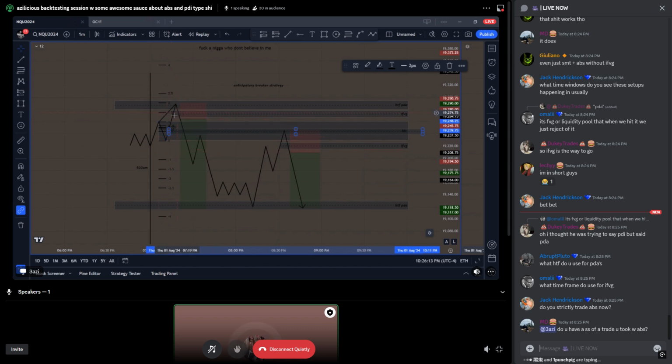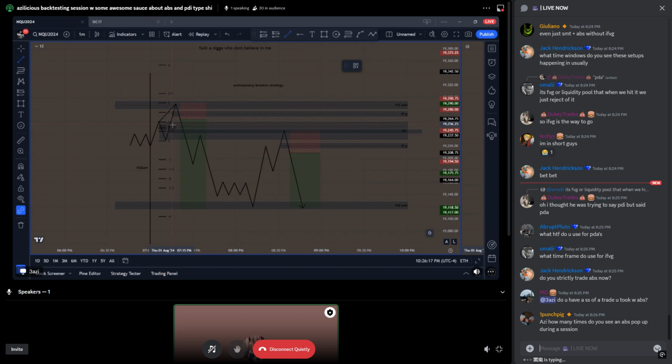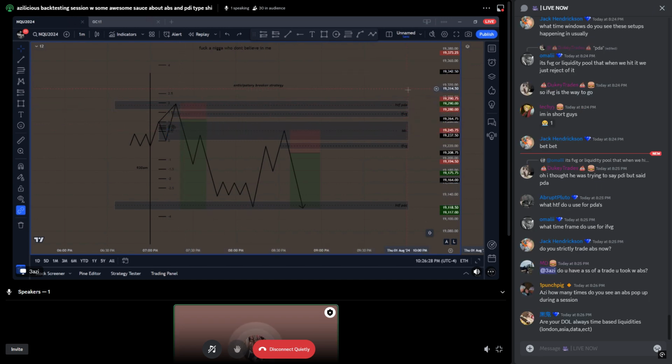So, for example, let's say the 4 minute is one fair value gap and the inverse is right here. You should wait for the inverse to happen of the 4 minute fair value gap. It's still pretty good risk. So, you should always wait for the high time frame inverse fair value gap.